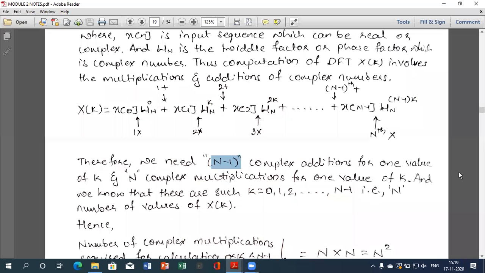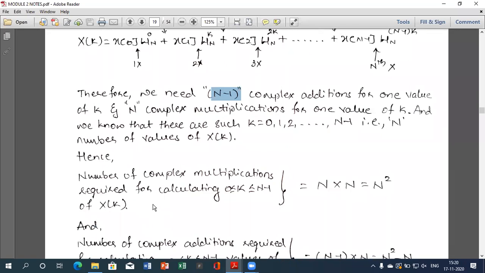Suppose the range of k is from 0, 1 to n minus 1. That is nothing but n number of values of x of k. Then how many complex multiplications and how many complex additions are required? That is what we are going to show now. If I want to compute the complex multiplications for n number of x of k, then we need n cross n, that is n square complex multiplications.